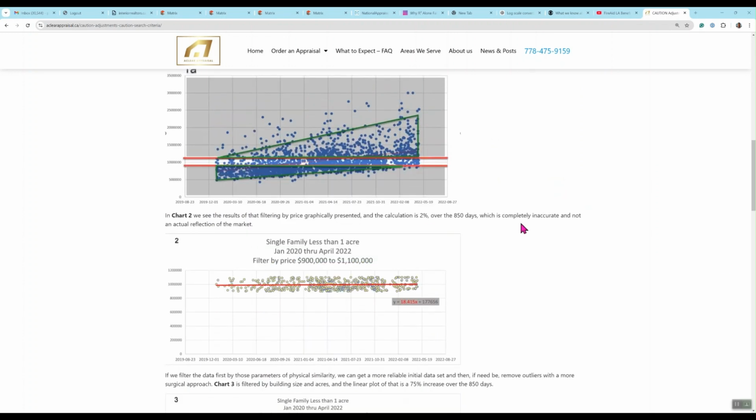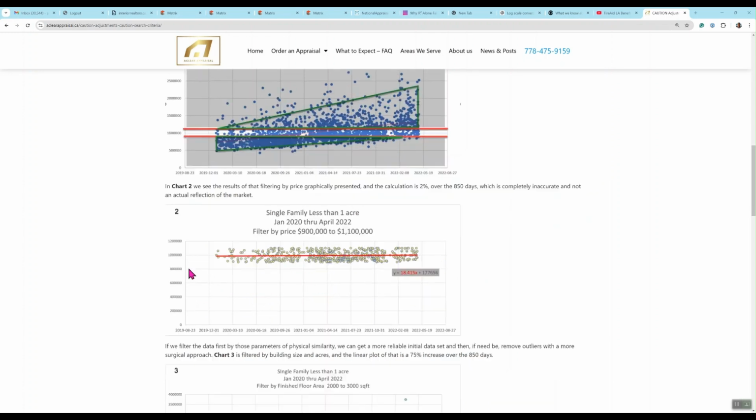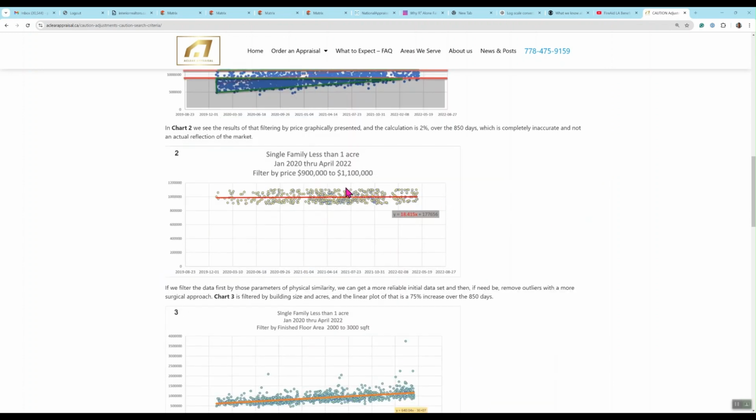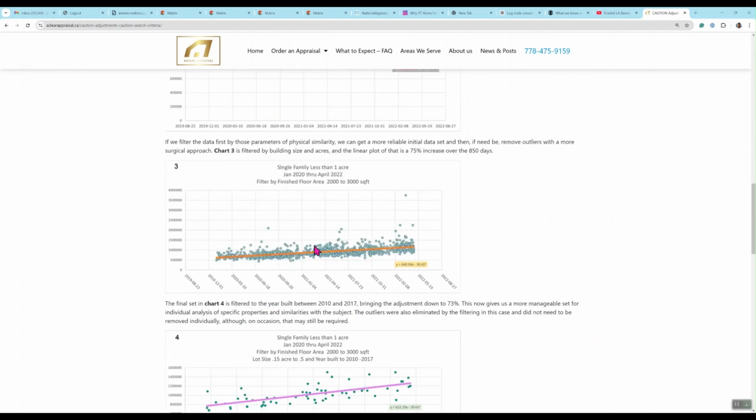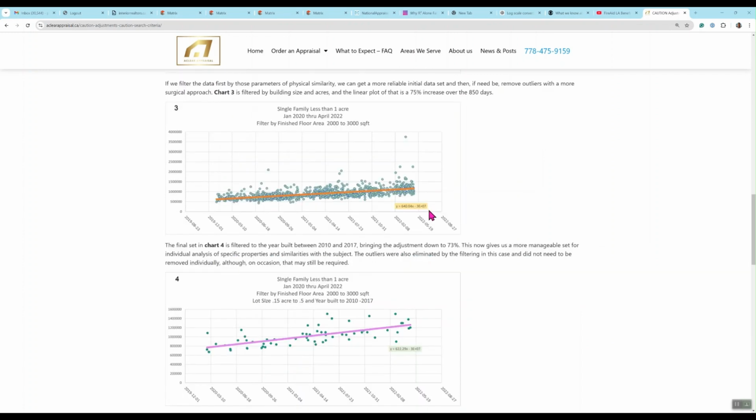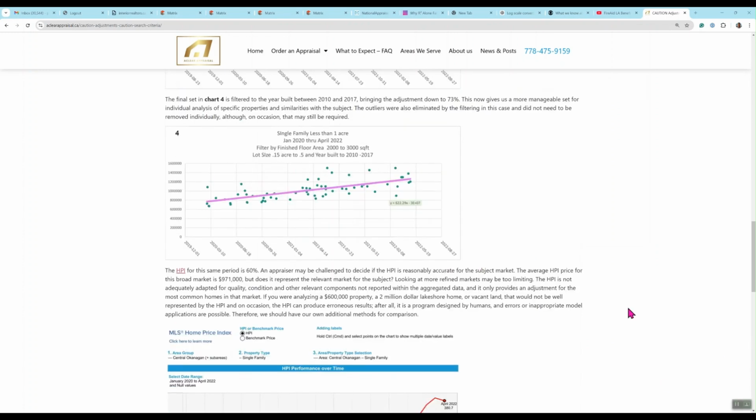This started because somebody had shared a post talking about how they do market condition adjustments, and just by looking at their data, it looked much like this: very clipped off the top, clipped out the bottom, not a normal distribution. So it's fairly obvious that it had been filtered down by price. Here's one where I took this data and applied some square footage parameters and filtered down again. Anyways, you can read through that post.